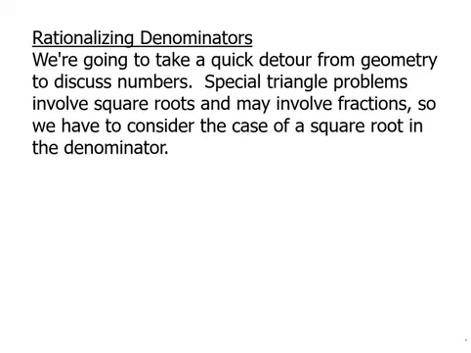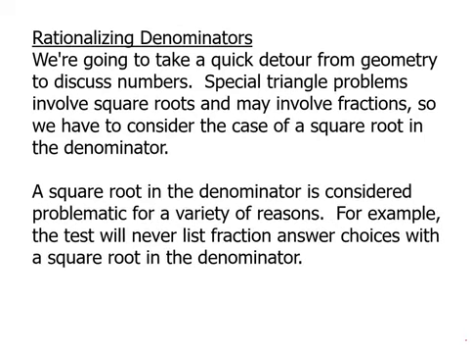So, special right triangles often involve square roots and may involve fractions, so we have to consider the case of what to do if we have a square root in the denominator. A square root in the denominator is considered problematic for a variety of reasons. For example, the test will never list fraction answer choices with a square root in the denominator. So even if the correct answer is 7 over root 5, the test is never going to list an answer choice in that form.